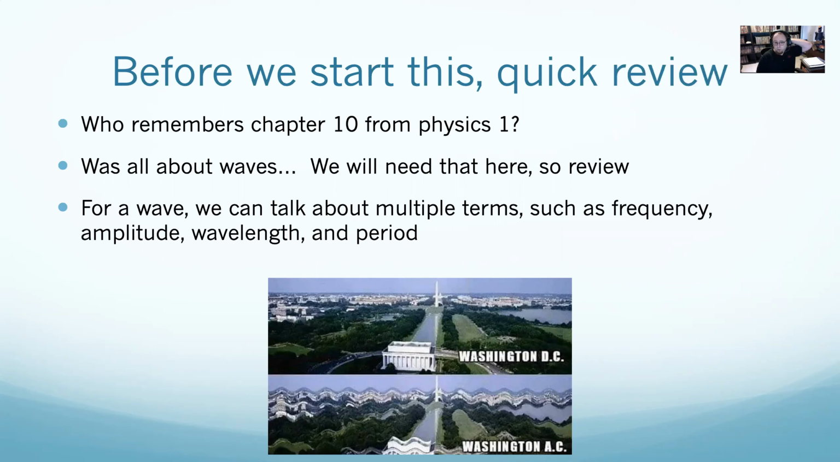I'm going to do a quick review of waves, but hopefully, as I said, you do remember this from an earlier class. In general, we defined waves with multiple terms like frequency, amplitude, wavelength, and period. So just a quick refresher course on all of those.